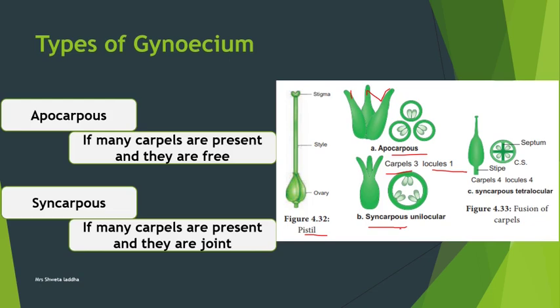We will call it syncarpous unilocular. Unilocular, one locule is present by joining of three carpels. Look at the other picture. Here there are four carpels, and they are joined together to form one fruit, but this one fruit has four locules. So how will we define it? Tetralocular, because of four locules, and syncarpous because they are joined to form one fruit.